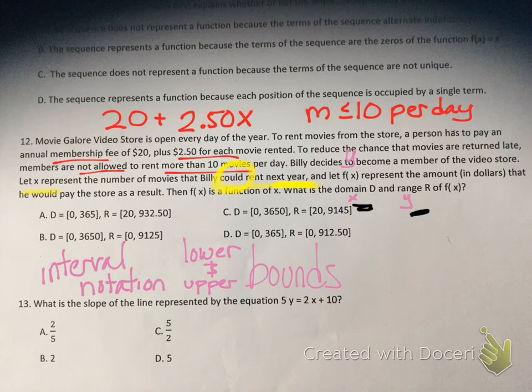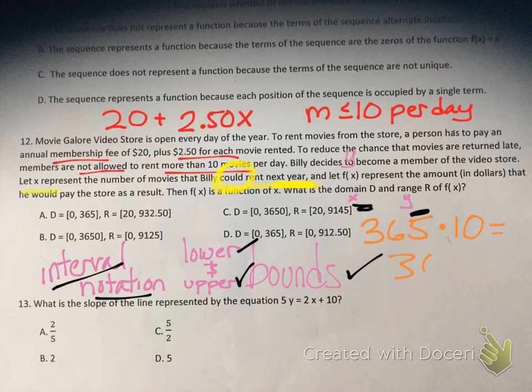The thing about all of these answer choices is that they are written using interval notation, something that I don't think we've really talked about more than once. The main thing you need to understand about interval notation is that you have an upper and lower boundary. That's kind of what it's defining. What is the maximum amount of money that Billy could spend? What is the minimum amount of money that he will spend? What is the maximum number of movies that he could rent? What is the minimum number of movies that he could rent?